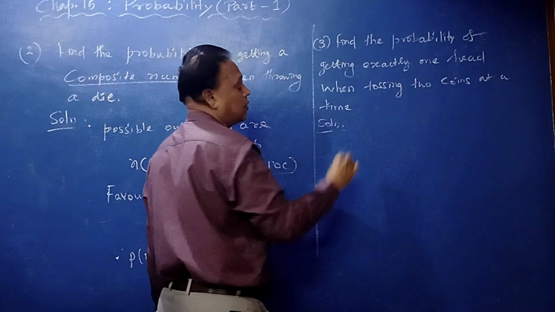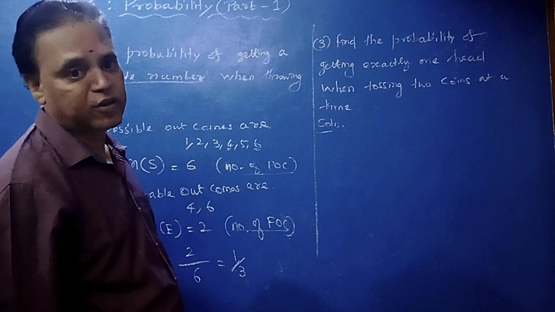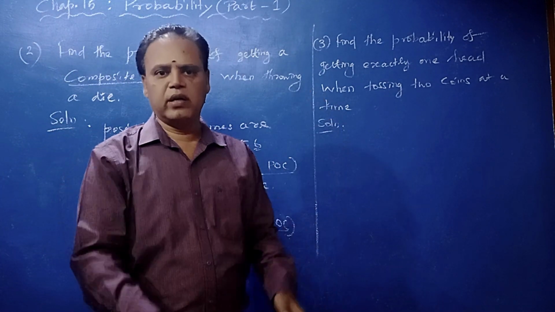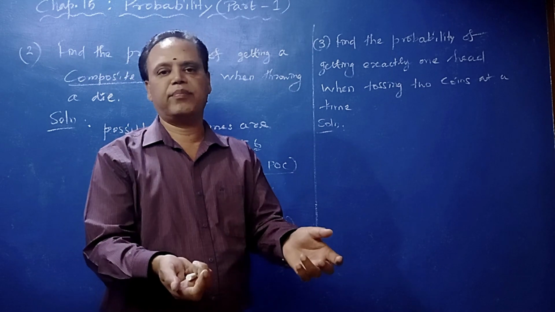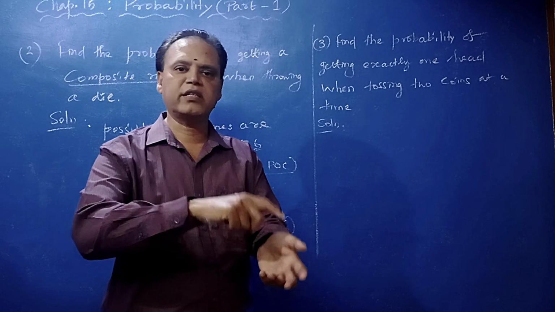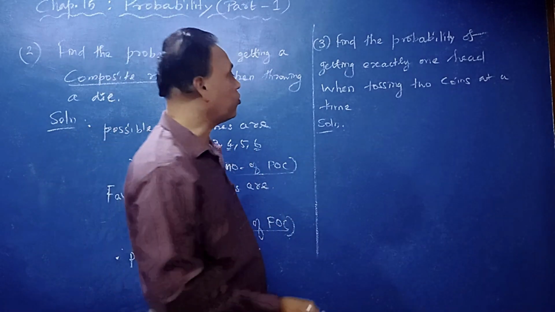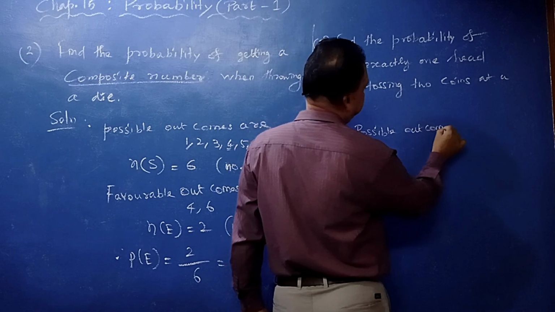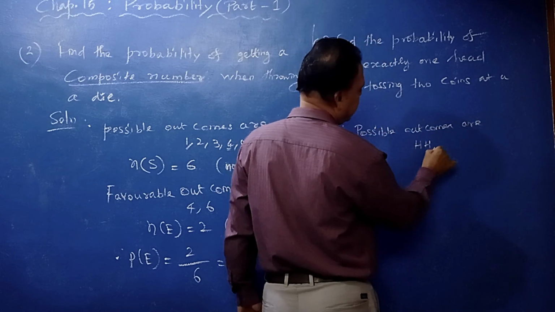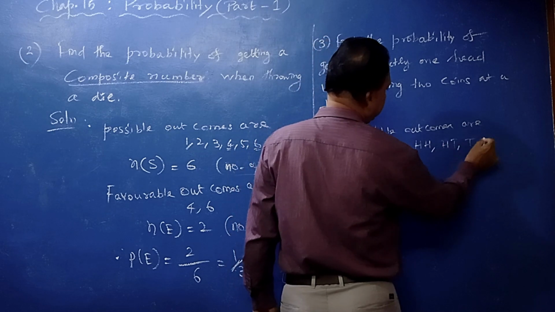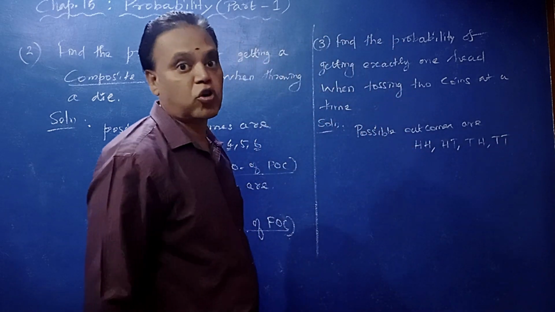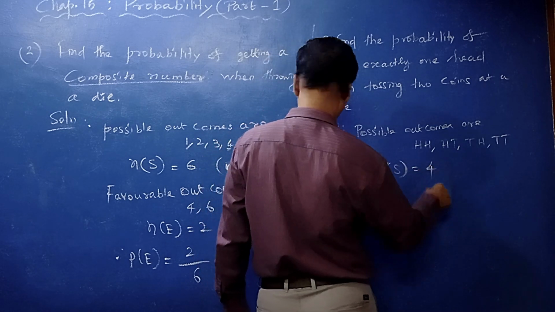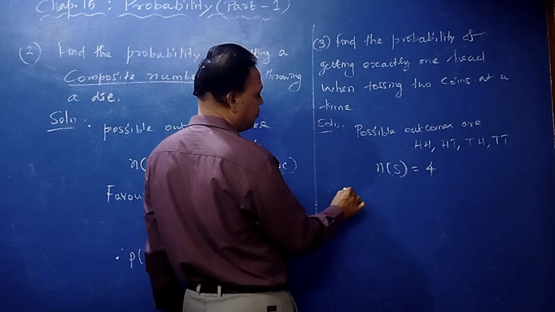You will see one more example. Find the probability of getting exactly one head when tossing 2 coins at a time. So when you toss 2 coins at a time, what are the possible outcomes? Both the coins head may occur. First coin head, second coin tail. First coin tail, second coin head. Or both the coins tail occur. So you have to write first possible outcomes: head head, head tail, tail head, tail tail. That is the possible outcomes. So number of possible outcomes, that is n of S, is 4. Therefore, now favorable outcomes.